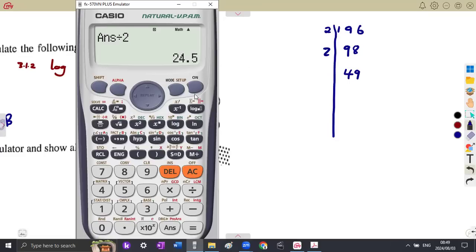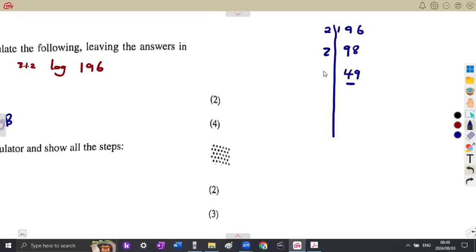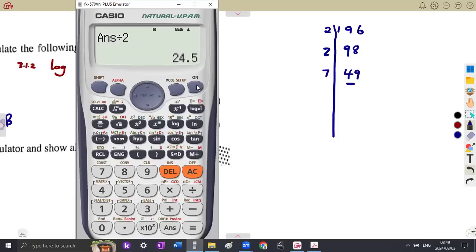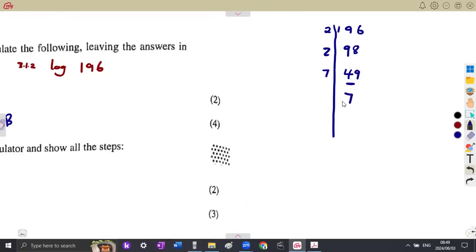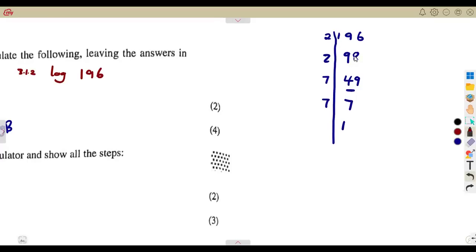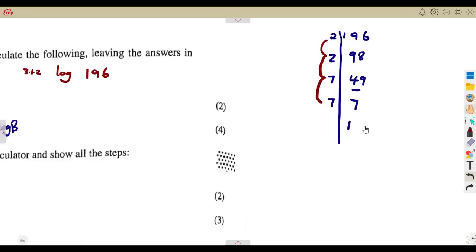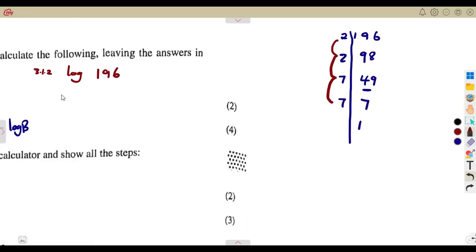So this is not exact. Which number are we going to use on 49? That's a 7. If we divide 49 by 7, that will be a 7. Again, by 7, that's a 1. So as a product of prime factors, 196 can be written as 2 times 2 times 7 times 7.